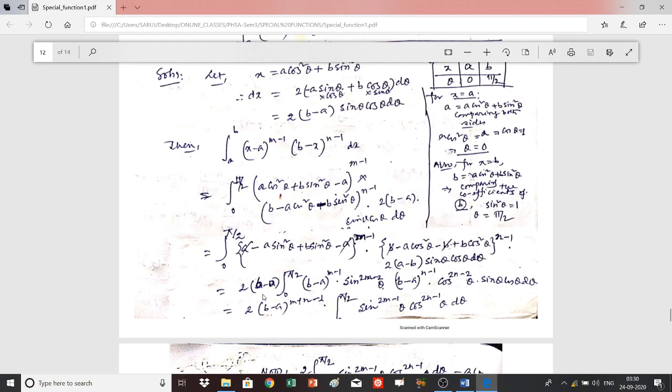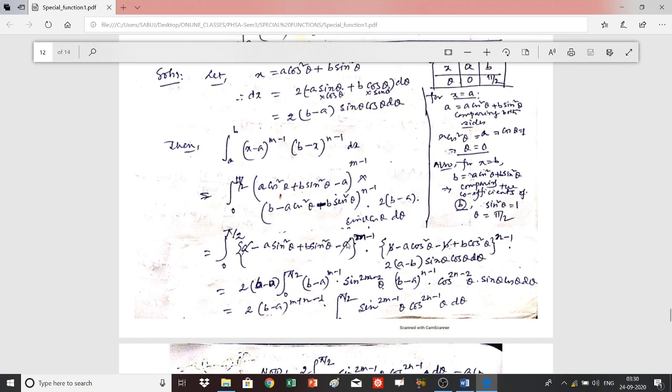So 2 into (b - a) is there, the integral from 0 to pi by 2, and from here see here that this term here, the term a will cancel out, and from here you can write (b - a) sin square theta, that is written here.